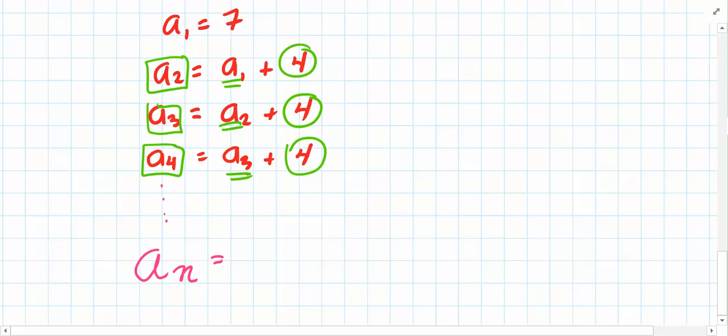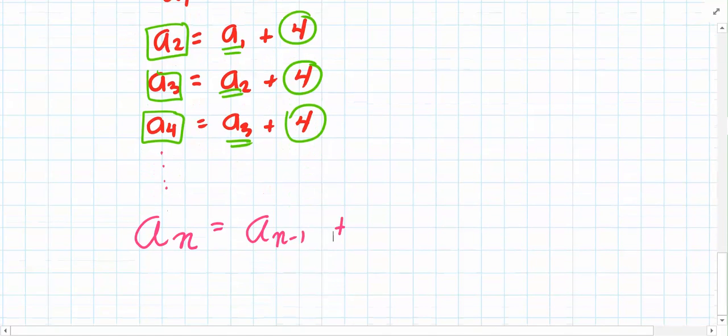You guys get it. Awesome. A sub n minus 1, right? A sub n minus 1. That's the term before it. And then plus what? Now, what does 4 represent in this case? It represents the difference, the common difference. So plus the common difference.